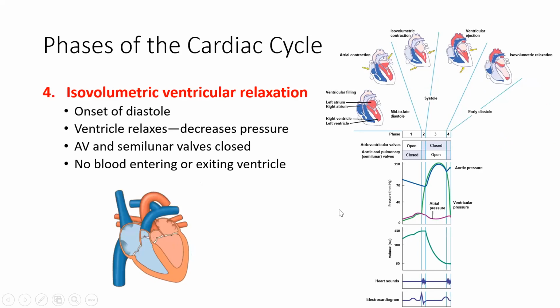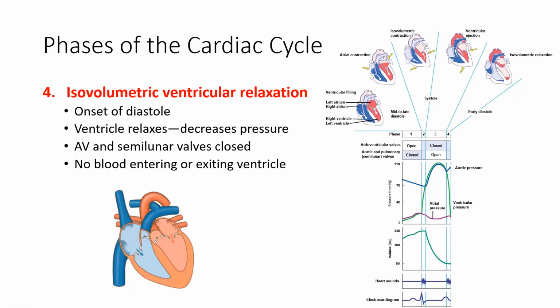The fourth and final phase is isovolumetric ventricular relaxation. This is the start of diastole. Remember, we said diastole is phase 4 and phase 1. Systole is phase 2 and phase 3. So phase 4 is really the onset of a new diastolic phase. This is where the chamber starts to relax. So the ventricles begin relaxing. Their pressure can now decrease.